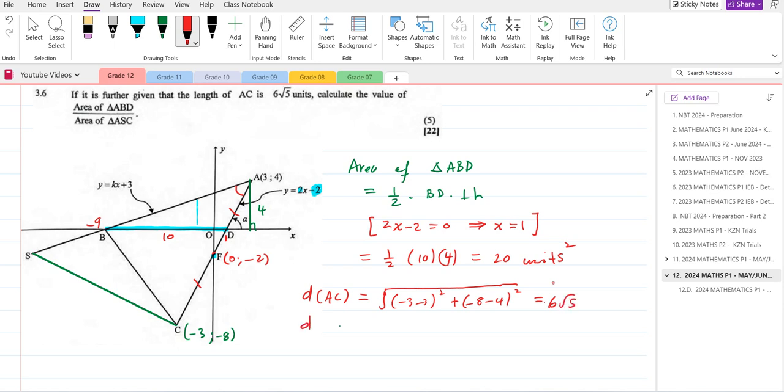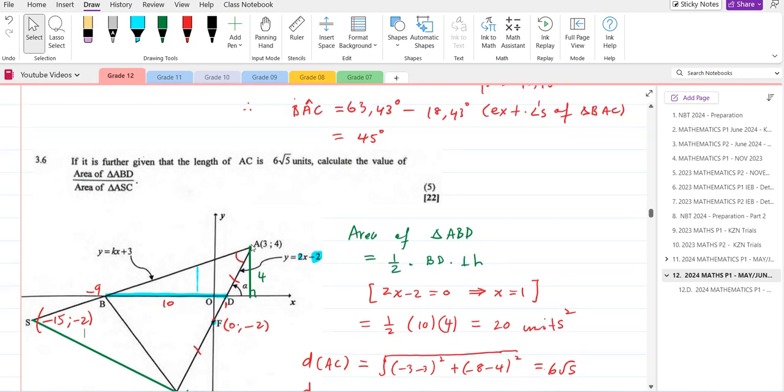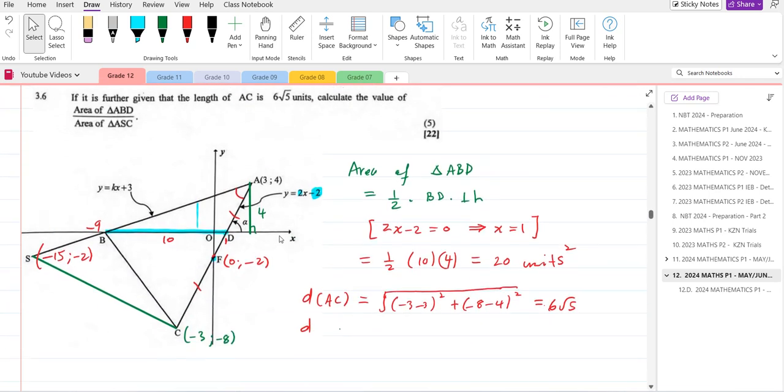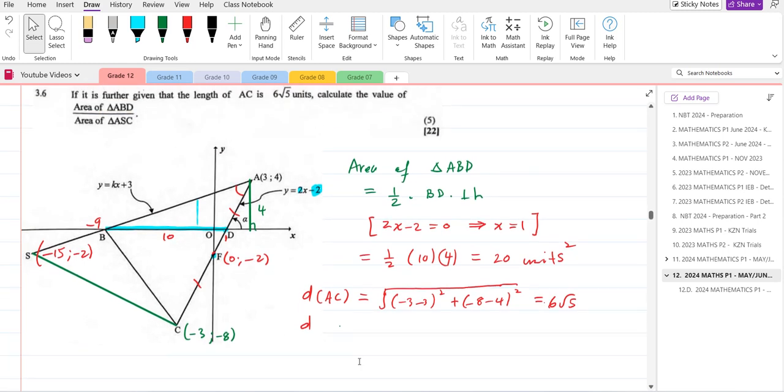And the distance of, I just calculated AC, right? I need to calculate the distance of AS. S was -15 and -2. AS, distance AS, -15 -2, that's what it was. Let me just, -15 -2 was the coordinate of S.